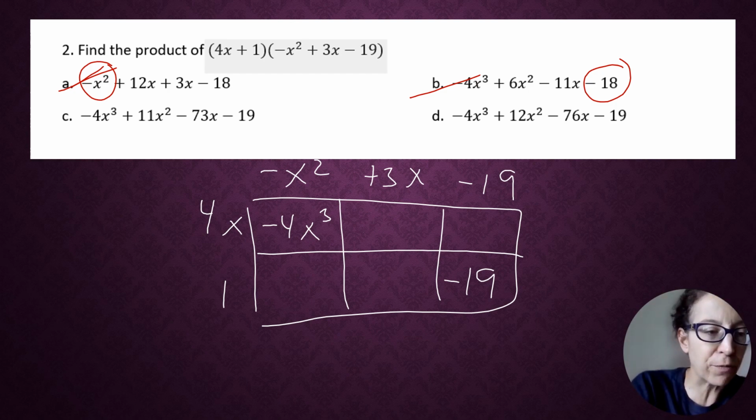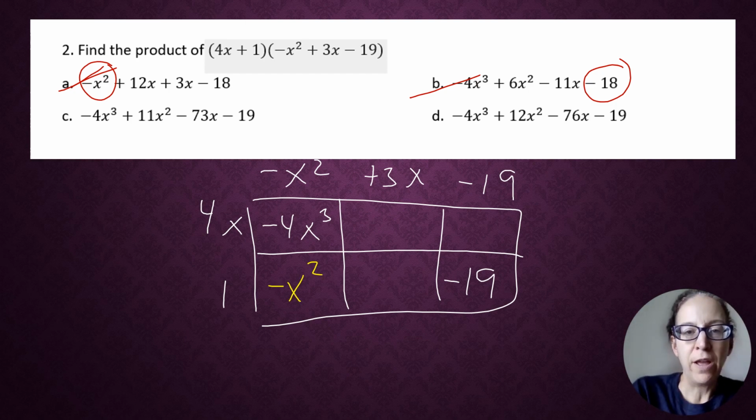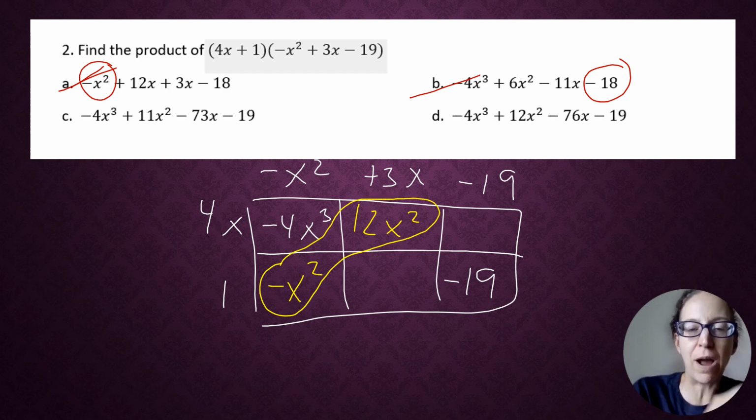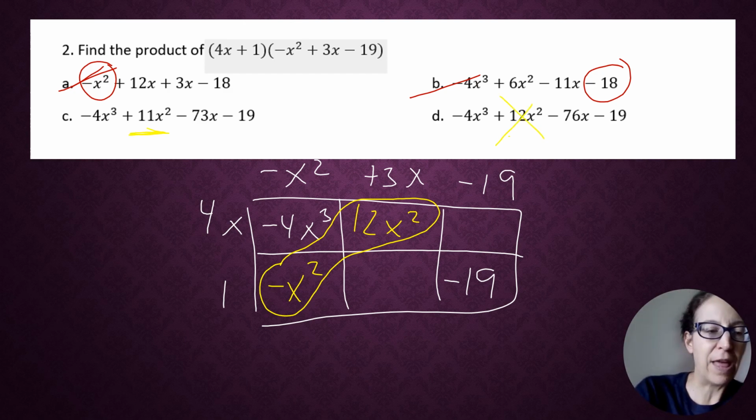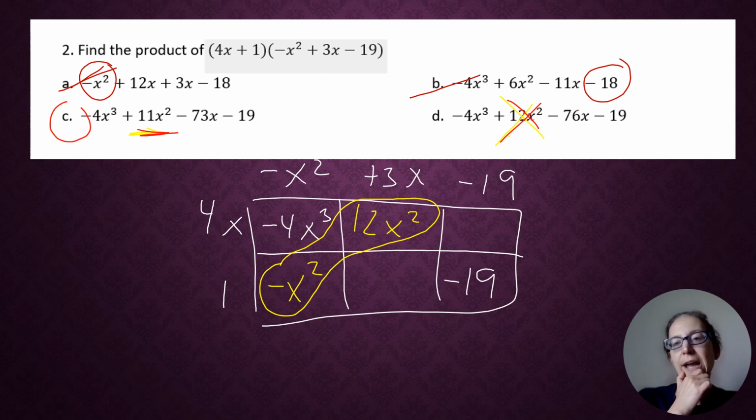Now let's take a look at the rest of them. This would be 1 times -x², and this is 12x², and we can probably answer the question right there. We don't even have to finish the problem. 12x² minus x² would give me 11x², which means that doesn't work. It's got to be answer choice C again.